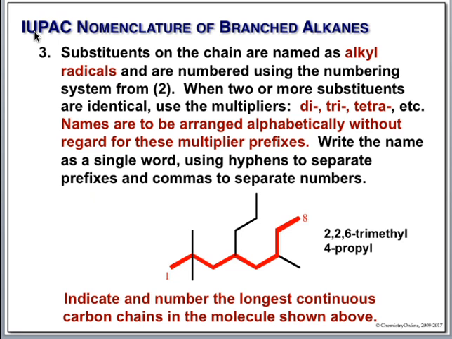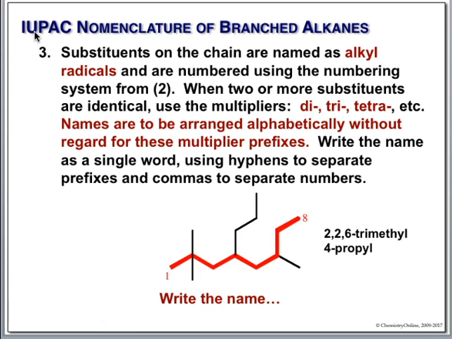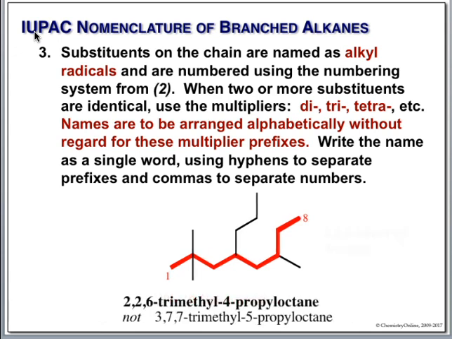Again, it's an 8 carbon chain, so it's an octane. We're going to take all these and arrange them alphabetically. Don't worry about the tri when you do that, just the methyl. Don't worry about the multiplier. And this is 2,2,6-trimethyl-4-propyloctane.